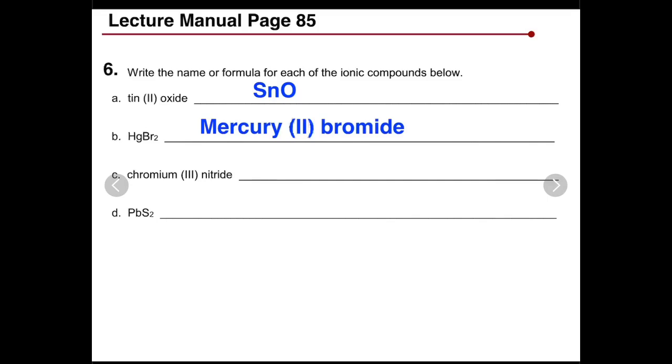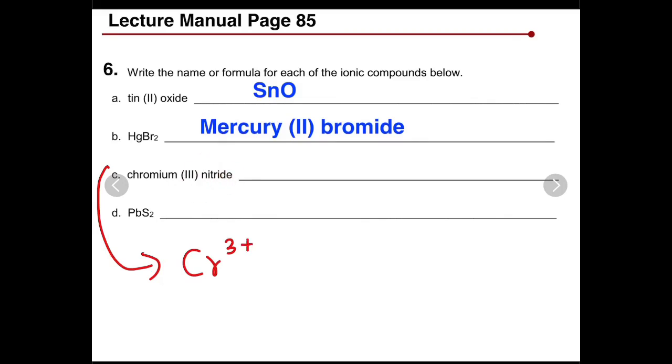All right, let's take a look at number 6. Hopefully you already finished. Chromium. Okay, so the chemical symbol of chromium would be Cr, and 3 plus tells us that this is going to contain a 3 plus charge.